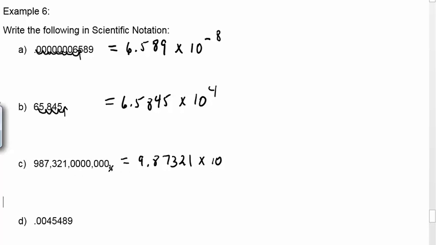And we move the decimal 1, 2, 3, 4, 5, 6, 7, 8, 9, 10, 11, 12 places. So our answer would be 9.87321 times 10 to the 12th power.